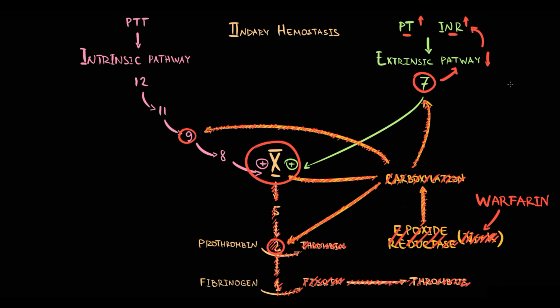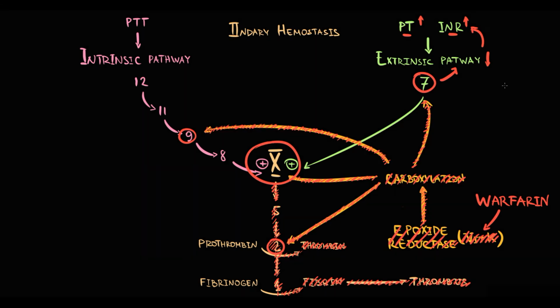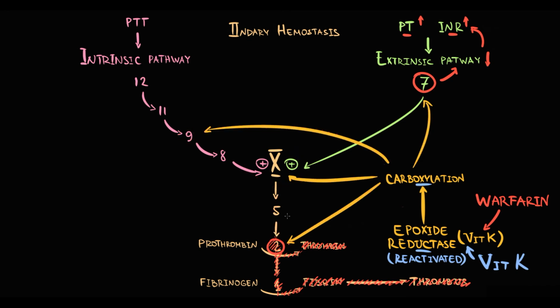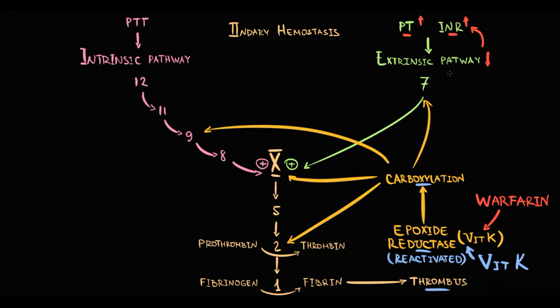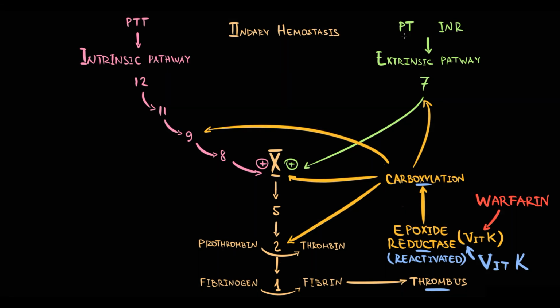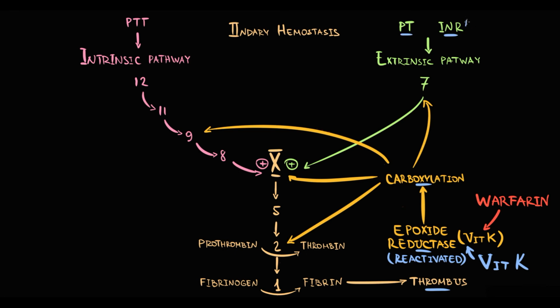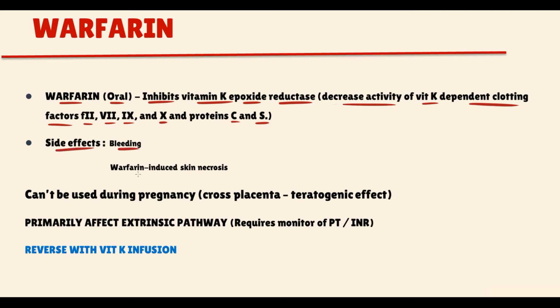In case warfarin overdose occurred and prothrombin time and international normalized ratio become abnormally high, we can reverse warfarin effect by vitamin K infusion that will provide enough vitamin K to reactivate epoxide reductase. Thereby carboxylation rate will be sufficiently high to provide enough normal factors 7, 9, 10 and 2. As a result, the rate of thrombus formation will increase, and because now factor 7 will be produced normal, the extrinsic pathway will be active enough again, thereby prothrombin time and international normalized ratio will normalize. The side effects of warfarin are bleeding and warfarin-induced skin necrosis, which is actually a unique feature.